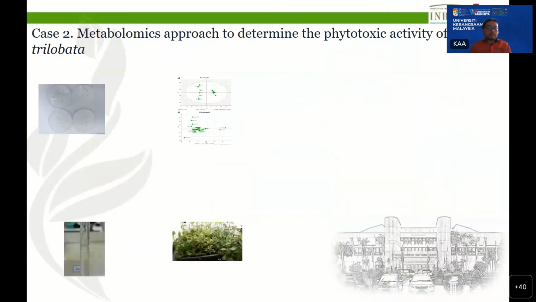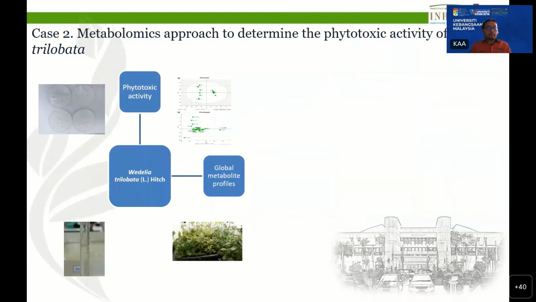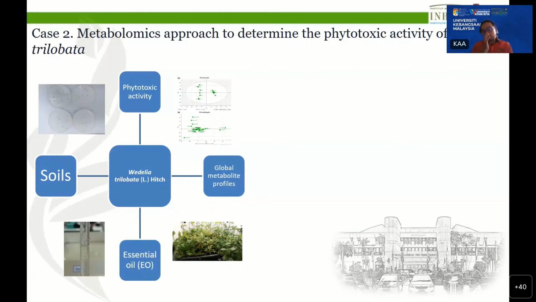Right. So in this study, we focused, of course, on the phytotoxic activity. We tried to get the global metabolic profile, or metabolic profiling, of this plant. And of course, we also focused on the soil where this plant grows. So basically, we also did so-called soil metabolomics, and then compared it with the metabolites that we obtained from this plant. And of course, we also focused on essential oil. We extracted the essential oil from this plant and also studied its phytotoxic activity.